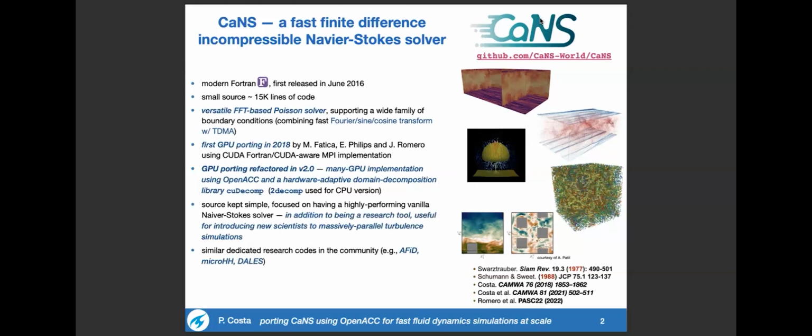So the source of CaNS is kept relatively simple, even though some extensions for more complex flows like particle-laden flows, multi-phase flows, or even nowadays urban flows have been developed. These are not in the main solver, but instead we use CaNS as a base Navier-Stokes solver on top of which we add more features. The reason for this is that the main source is then more self-contained and more easily maintainable, because CaNS is also often used for introducing new scientists to massively parallel turbulent simulations. Of course, there are other tools, even within the Dutch community, like AFID, MicroHH, and DALES, which have a similar algorithm, but are more focused on some specific applications, like, for instance, atmospheric flows.